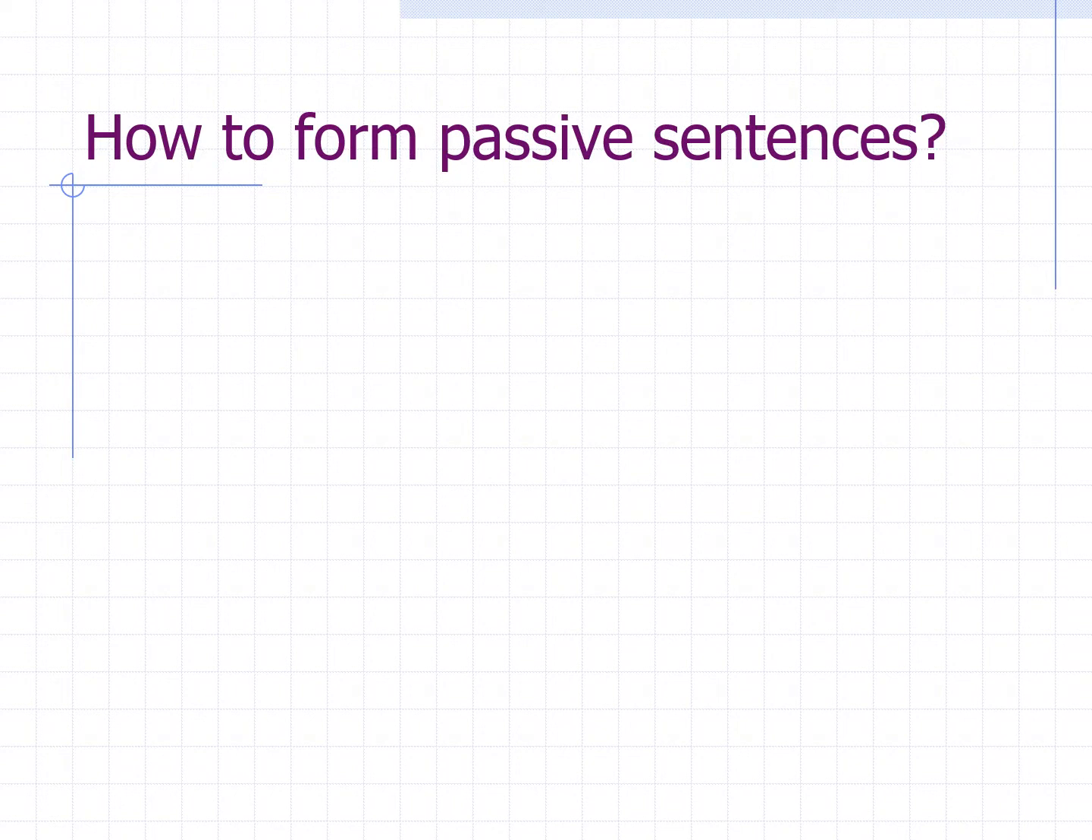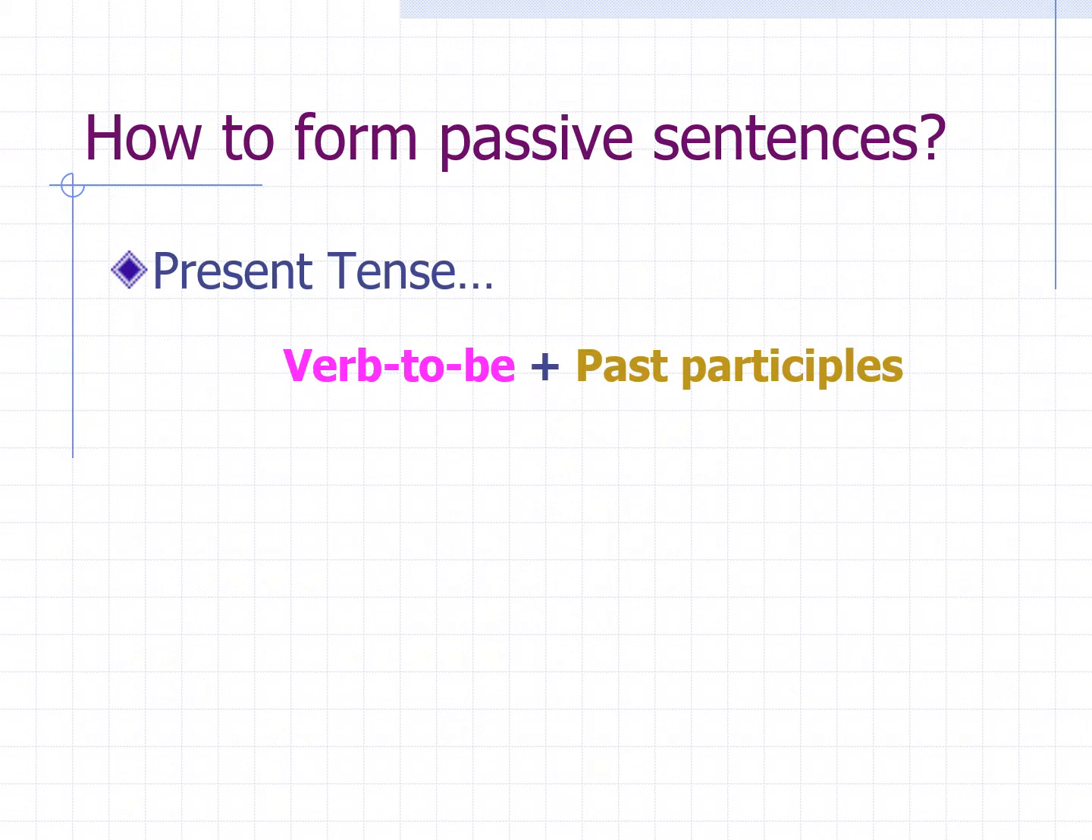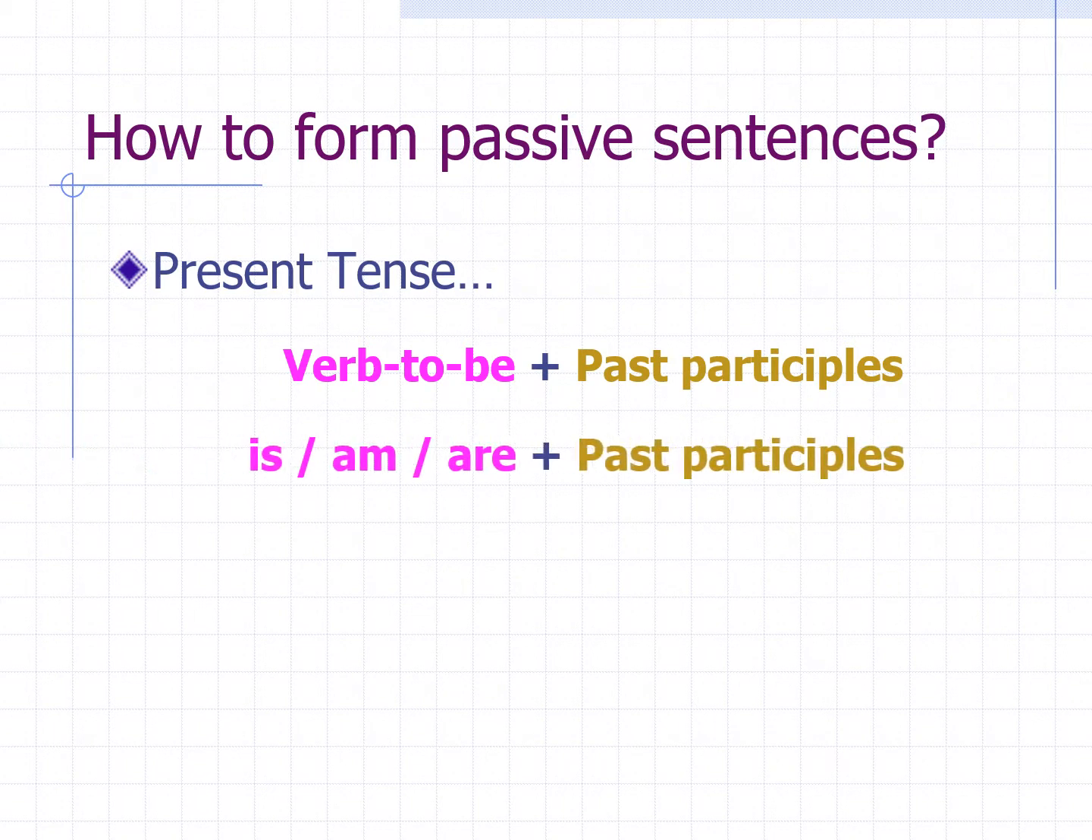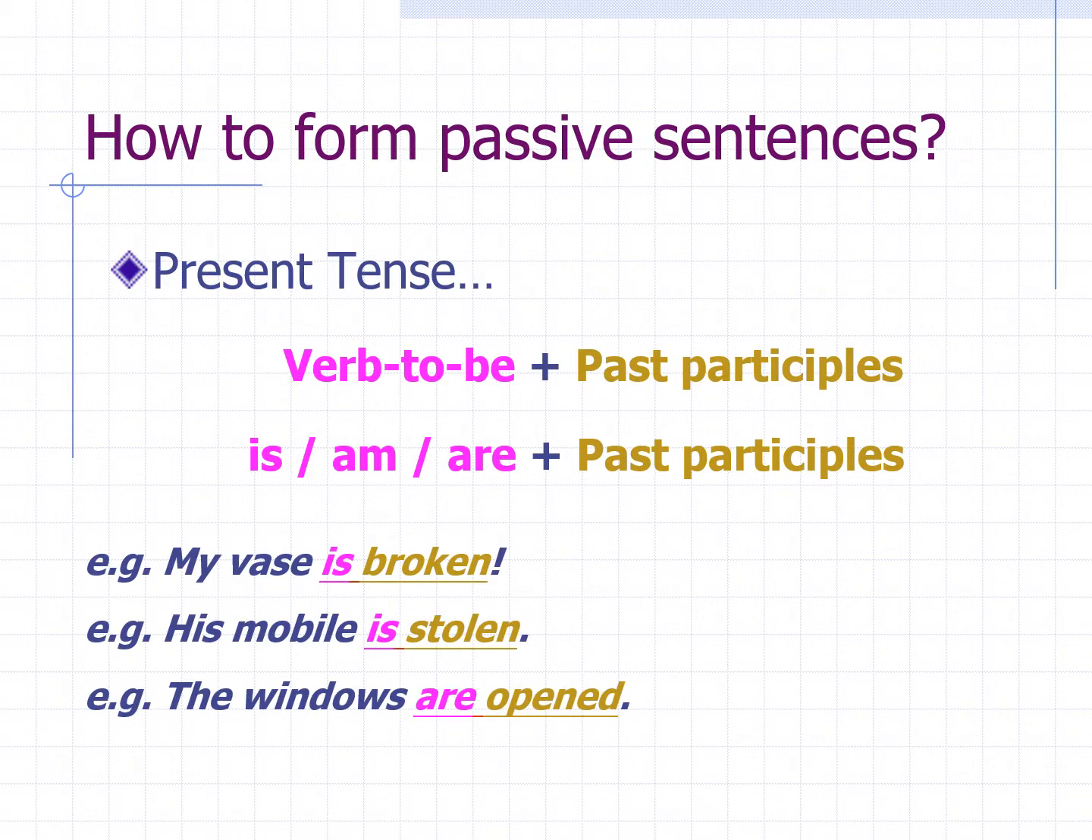Okay, now we know the basic rule. How do we form the passive verbs? Let's start with the present tense first. Remember the basic rule? Verb to be plus past participle. In present tense, the verb to be would be either is, am, are, and then it would be the PP, past participles. Look at these sentences. My vase is broken. His mobile is stolen. The windows are opened.